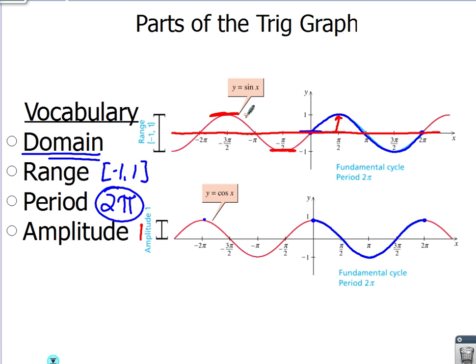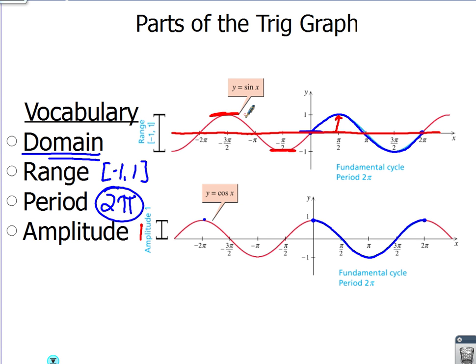Now later on, we'll talk about your tangent functions. Domain is different for tangent, because we know there are certain values that you can't find the tangent of, such as 90, 270, 450, and so on. You can't take the tangent of those because the cosine of those values is 0. You can't have a 0 on the bottom.